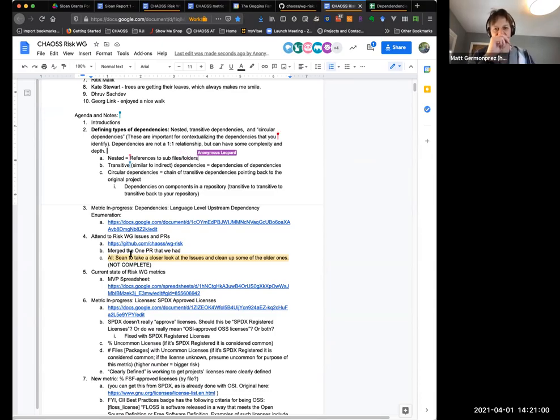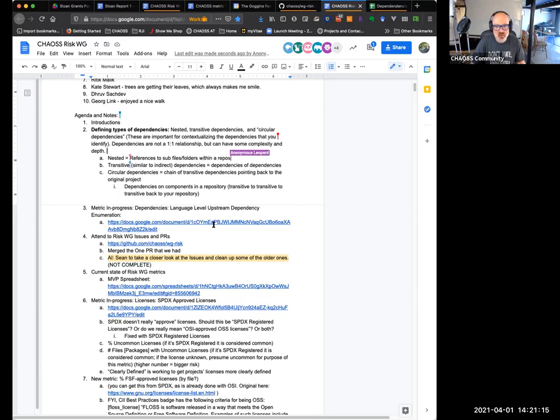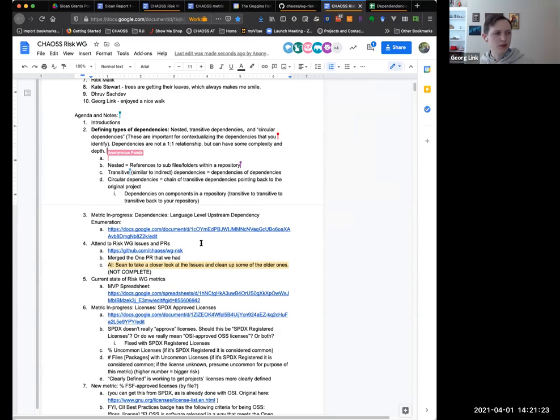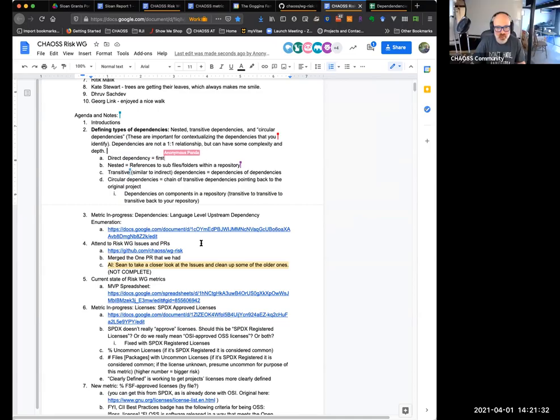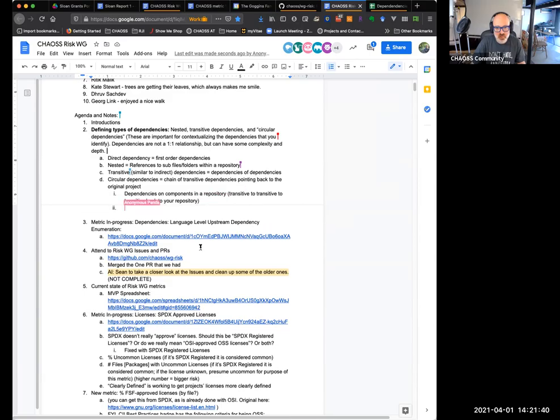Subdependencies, yes. So this is within a repository for the nested ones. Do we also have a direct dependency or first level dependency? First order. Yes, the original easiest dependency.